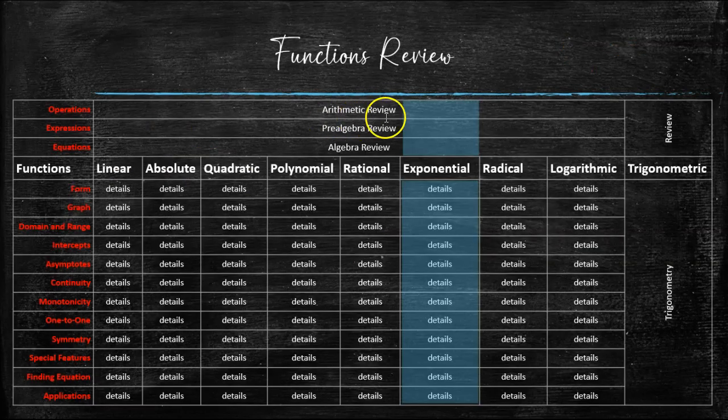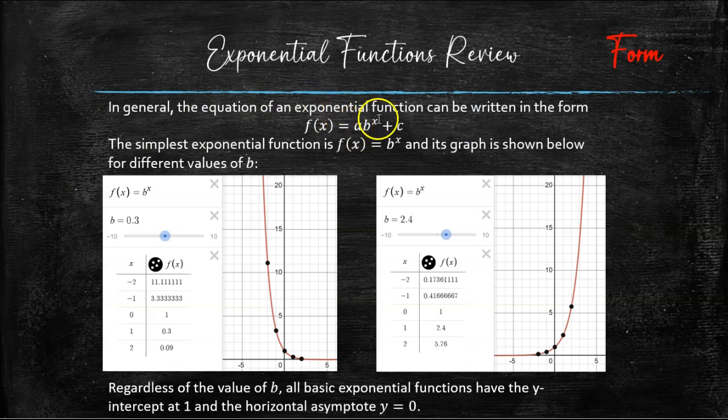Now that we finished the conversation about the prerequisites, let's move on and start talking about actually exponential functions. First, let's discuss the form. An exponential function can be written in this form, where we have some coefficient a times exponential expression b to the x, plus c. We get the simplest exponential functions when a is equal to 1 and c is equal to 0, and graphs for different values of b, one being greater than 1 and the other one being between 0 and 1, are shown on this slide.